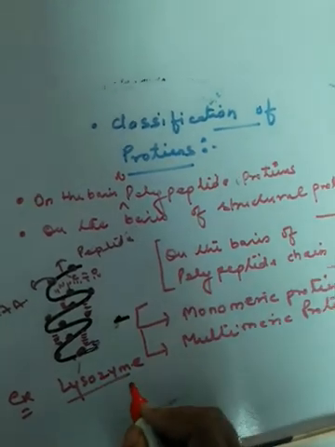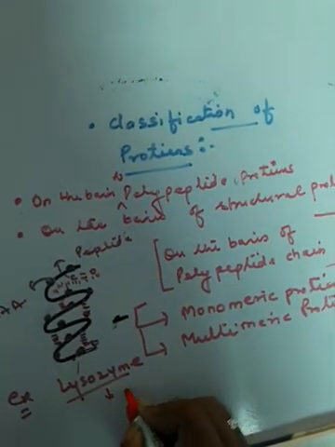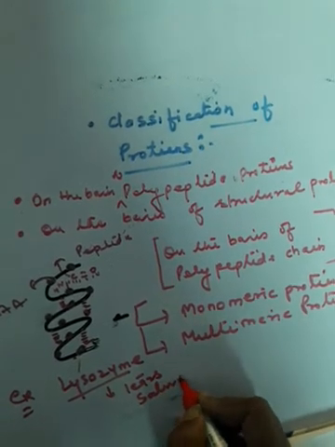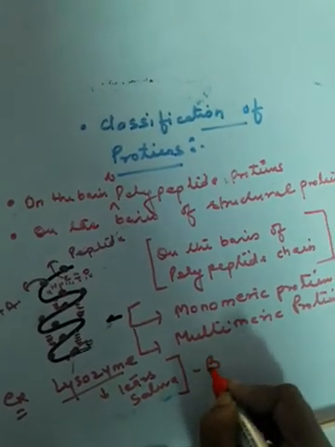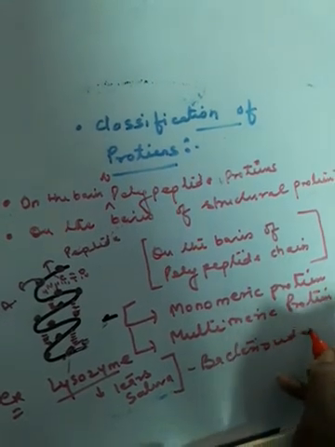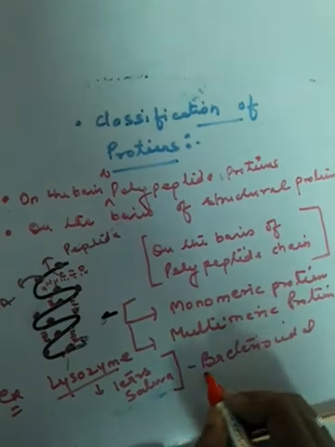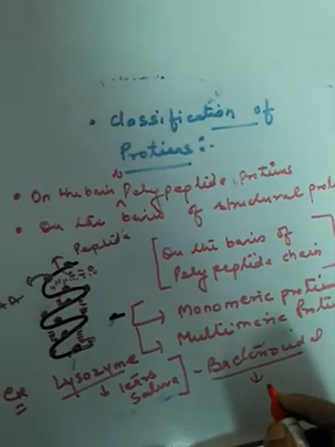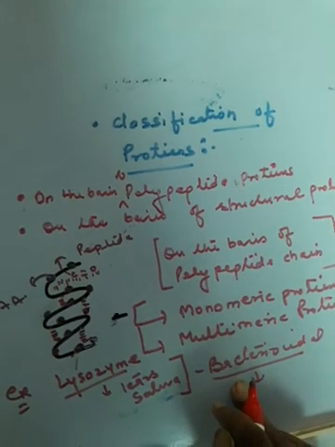What is lysozyme? First of all you should know about that. Lysozyme is found in tears and saliva. Both are bactericidal, which means they kill bacteria. It kills the growth of bacteria, so that's why it is called bactericidal.